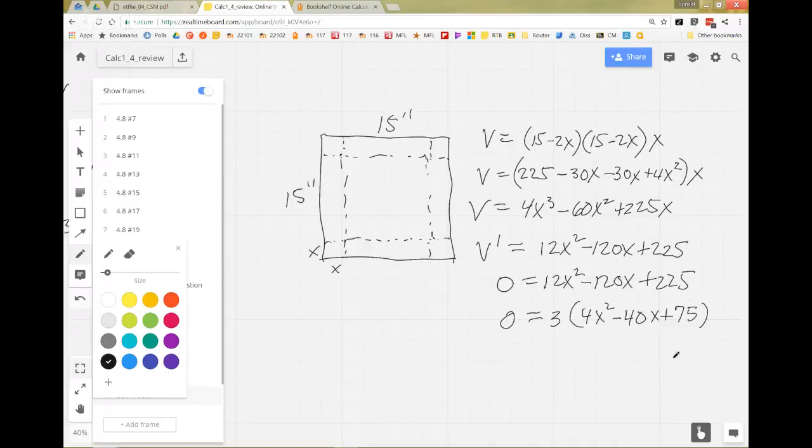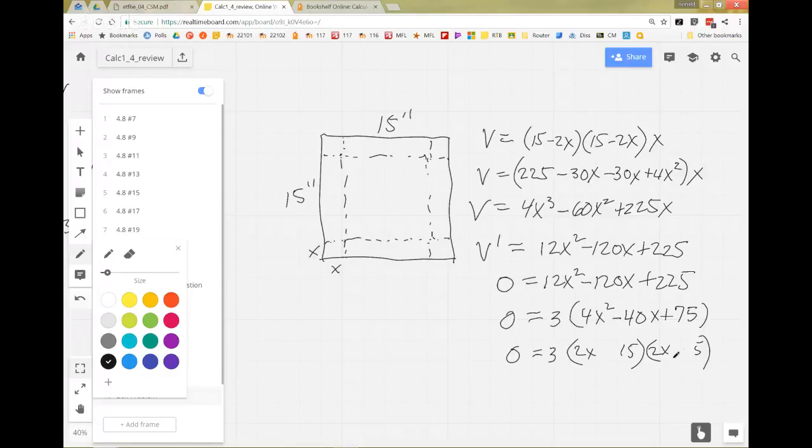So let's see, can we do something else with that? Well, if we go 2x and 2x, then 75 could be 25 and 3. It could be 15 times 5. That would be 30x and 10x. That looks like it's going to work.